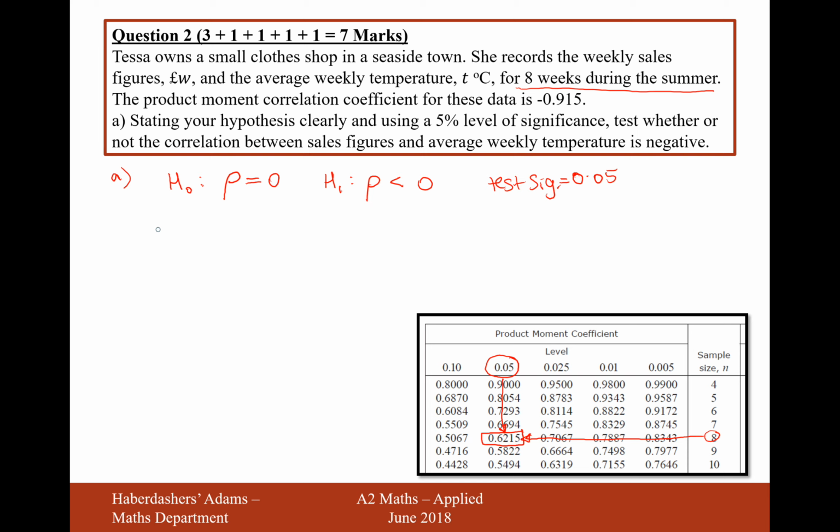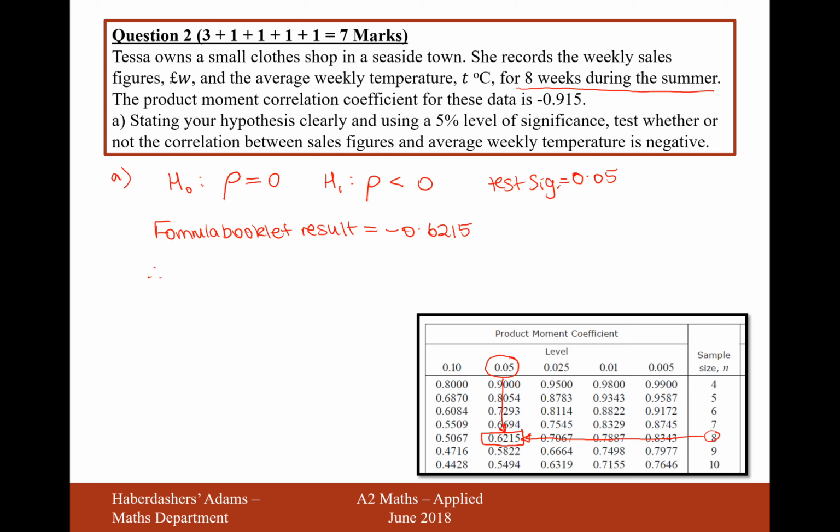So the formula booklet table result is minus 0.6215. Now what this is saying is this is the amount that the product moment correlation coefficient should at least be in the negative part of the range of values for us to consider it to have negative correlation.